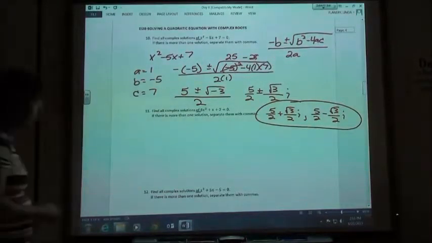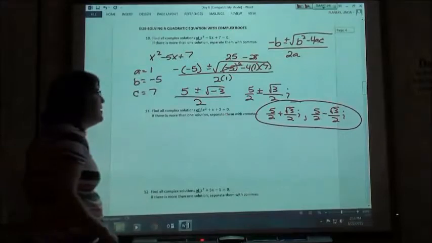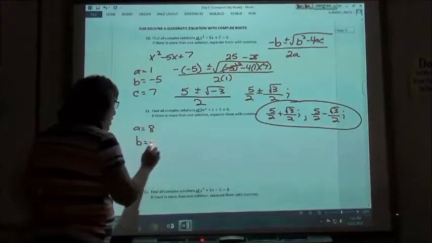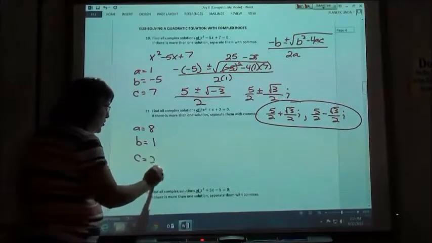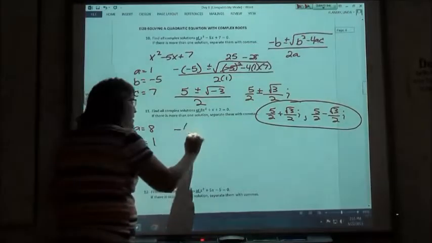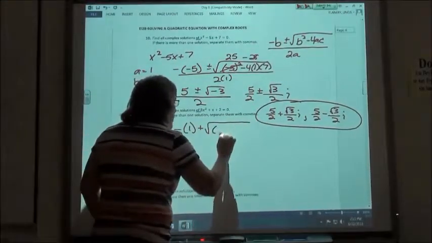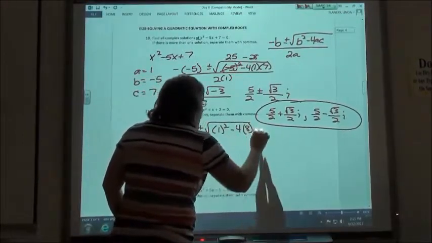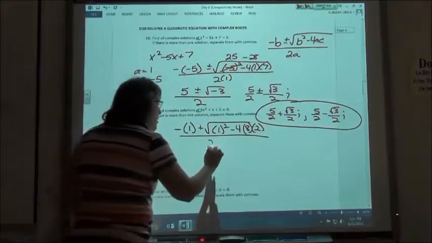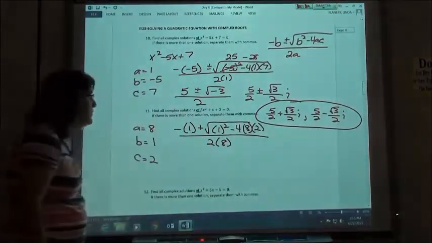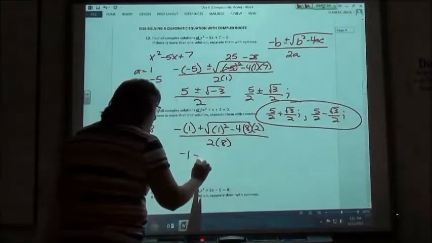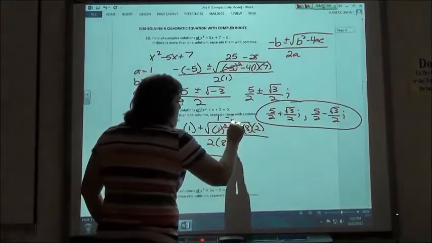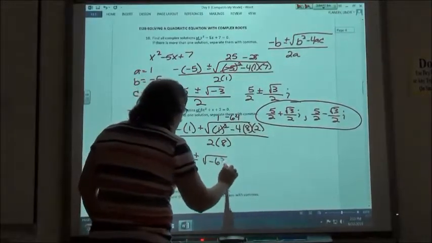So number 11, again, I'm going to use my quadratic formula. This time, a is going to equal 8, b is going to equal 1, because that's a 1x, and c is going to equal 2. So I'm going to have minus the 1 plus or minus the square root of 1 squared minus 4 times the a value, which is 8, and the c value, which is 2, over 2 times the a value. So this is going to be negative 1 plus or minus the square root of, this would be 1, and that's going to be minus 64, so I'm going to have a negative 63.